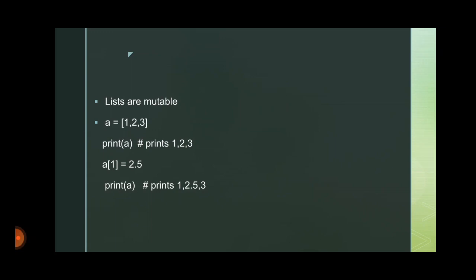For example, consider a list specified with the elements 1, 2, 3. When we print the value, it will print 1, 2, 3. I am changing the first indexed value, that is the value 2. 2 is changed to 2.5. If I print again, it will give values 1, 2.5, 3. That is, the initial value 2 gets changed to 2.5. So lists are mutable. We can change the content or the values specified within a list.